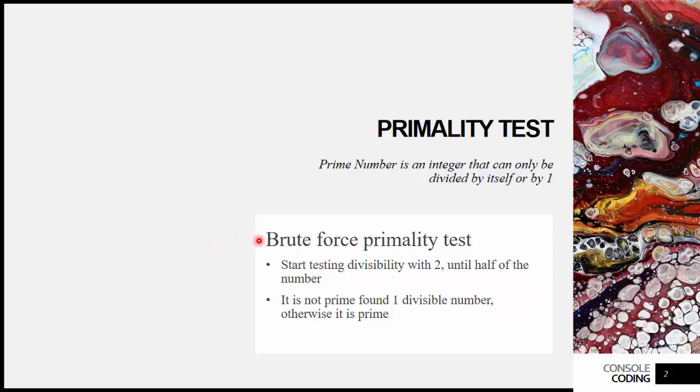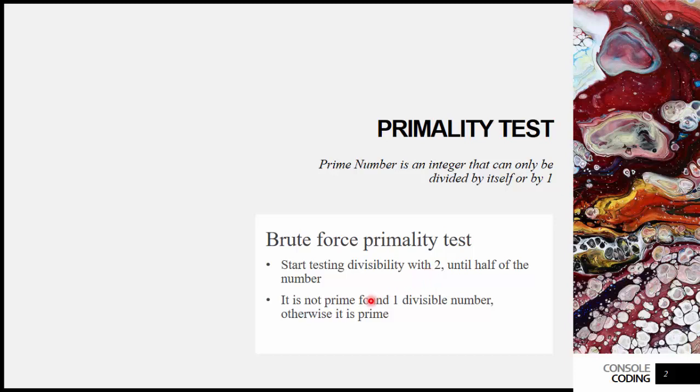So the brute force test is by starting to divide the number with 2. Why do we start with 2? Because we don't want to start with 1, because 1 is already known to be able to divide any number. We test the divisibility with 2 and increase the number that we test divisibility to 3, 4, 5, and so on until half of the number. Because half of the number is actually the division by 2. That is the largest number that possibly can divide the given number.